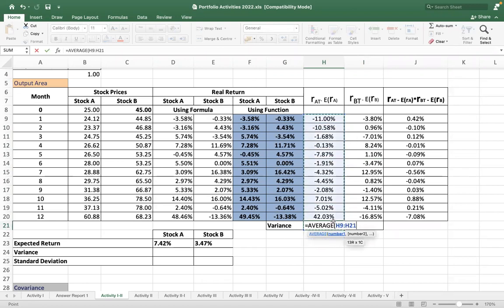Average of these. If you know the function, if you know the calculation behind each value, each technical calculation, for example variance, then we can easily apply the Excel function.